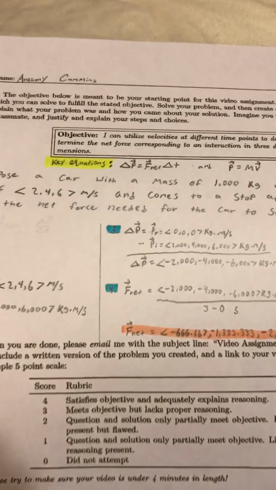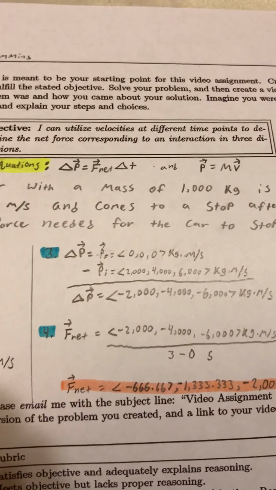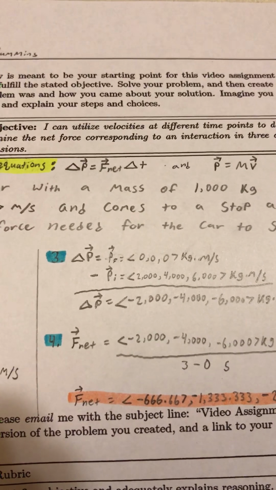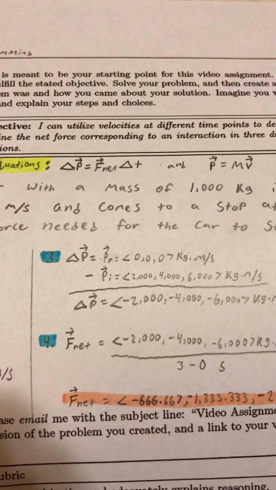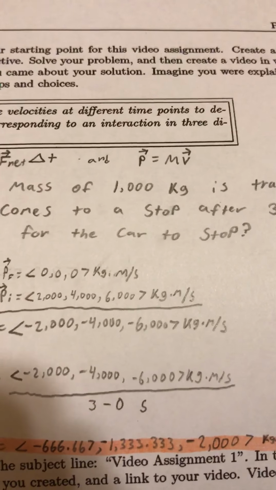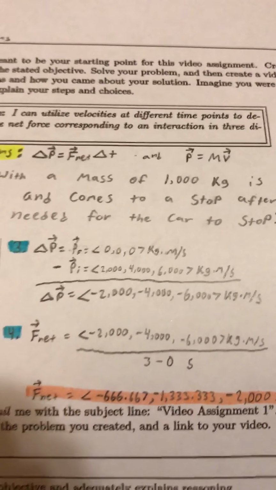So from the problem, I had identified some key equations needed. The change in momentum vector is equal to the net force vector times change in time, and the momentum vector is equal to mass times the velocity vector.